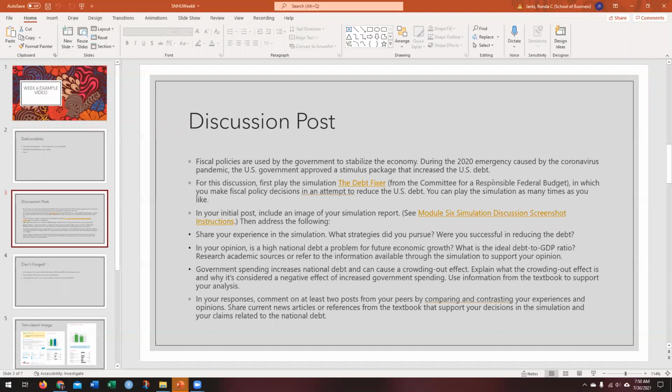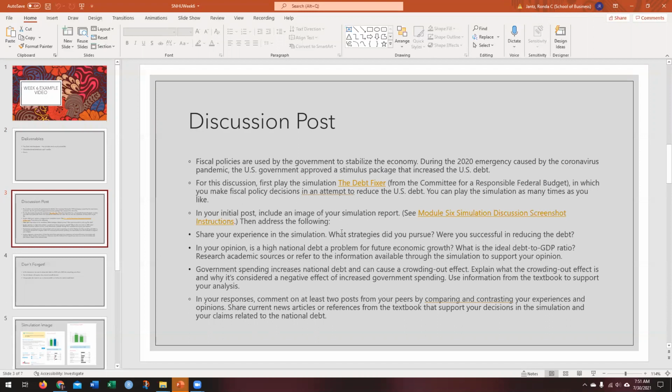You're going to add an image in your discussion board post. I'm going to give you an example of a couple of ideas that you can put for that simulation image. They don't have to be exactly the same. And then share your experience and your strategies and whether you were successful in reducing the debt.